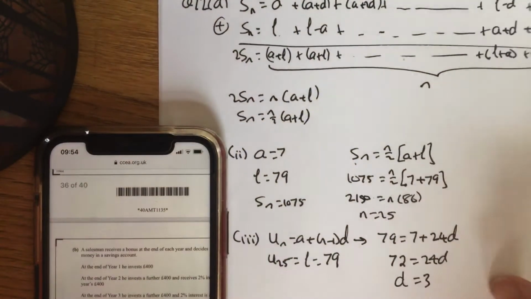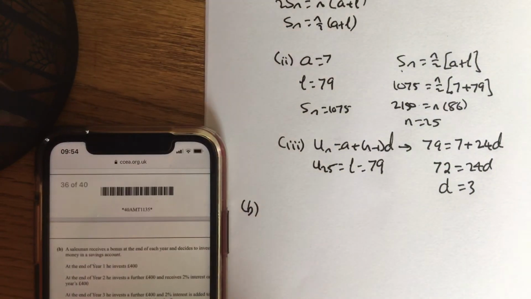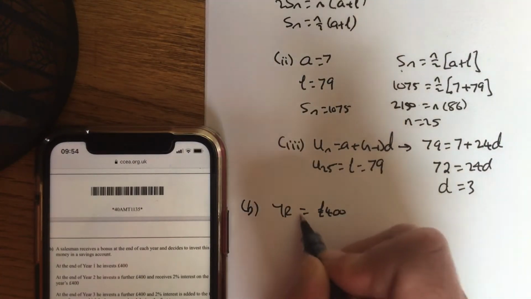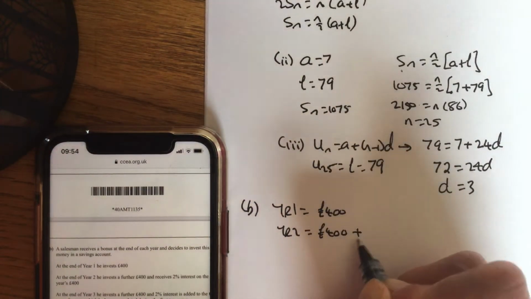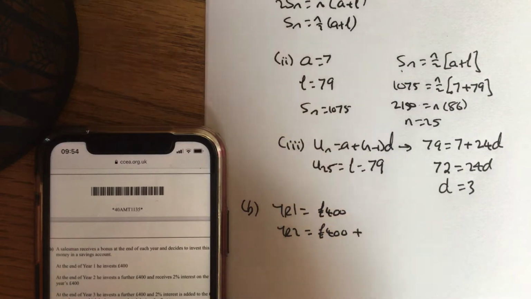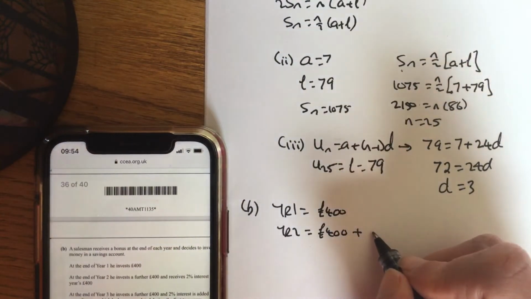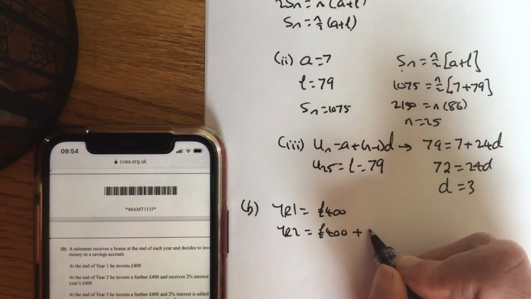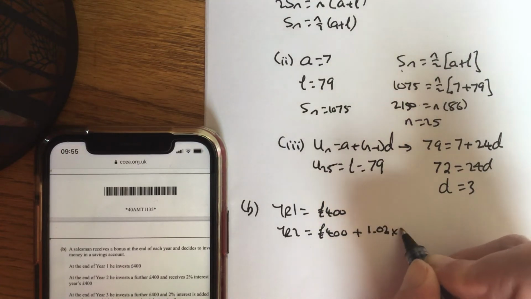Now, on to part B. A salesman receives a bonus at the end of each year and decides to invest this money in a savings account. At the end of year 1, he invests £400. At the end of year 2, he invests another 400, plus receives 2% interest on his first year's 400. So he's got 2% on this. So this value from year 1 will now be worth 102%, and 102% is 1.02 times 400.